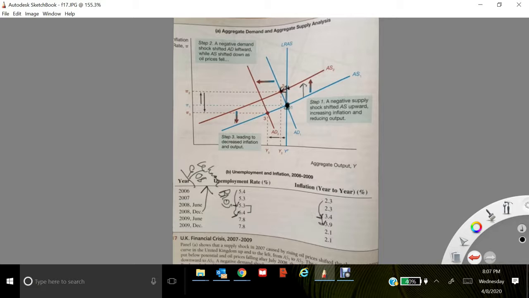Unemployment goes from 5.3 to 7.8, and inflation here in December of 2008 goes from 3.9 to 2.1. So you start here and you work your way down to here. Very nice example of our theory working out.